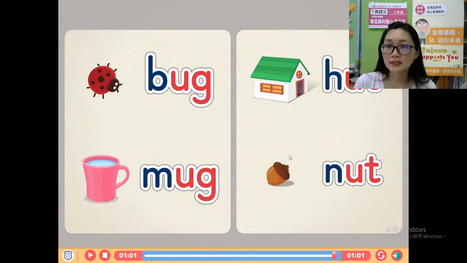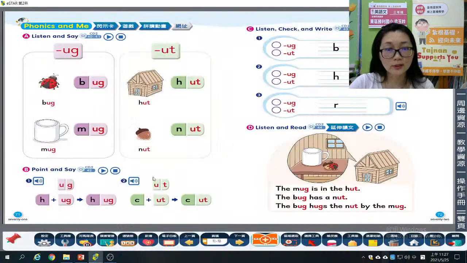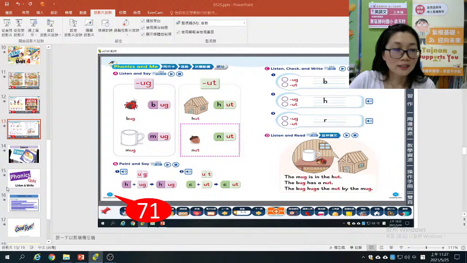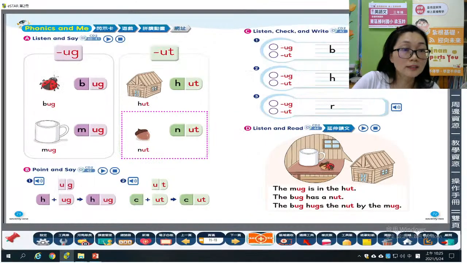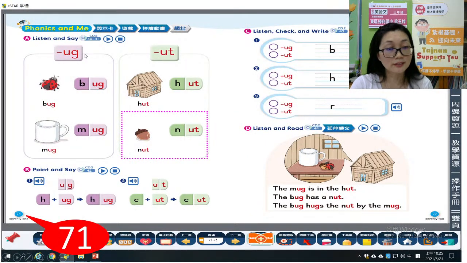Okay, so ug, bug, up, hug, and then ug, mug, and nut. Okay, so these are the four words in our book. Okay, right over here. So how do you say that? Ug. And then you put the h. Ug. Hug. And then how about ut? Ut. Ut. Put it together. Cut. Okay, cut. All right. So now let's take a look. We finished the page. Okay, so it's on 71.